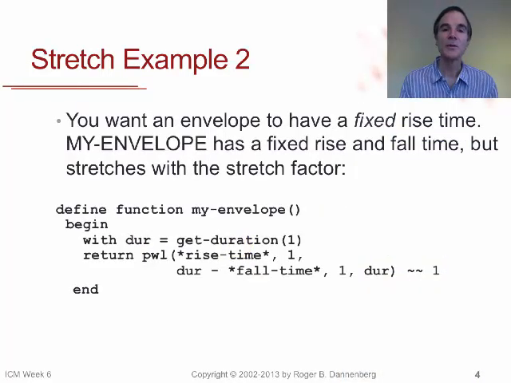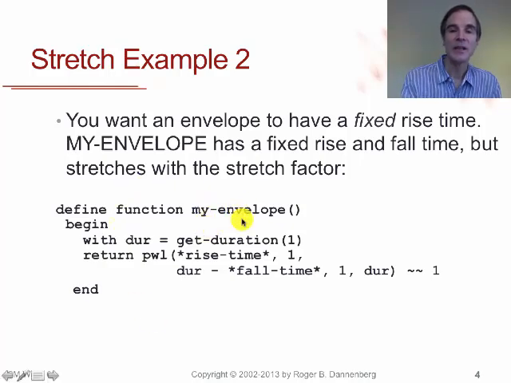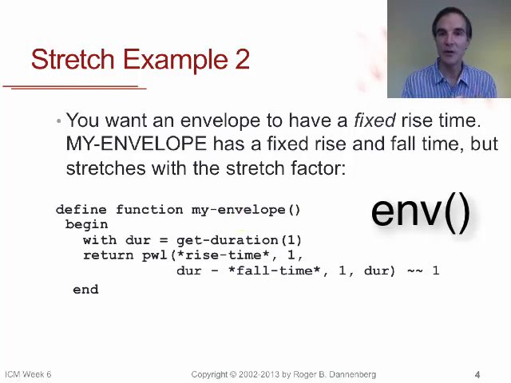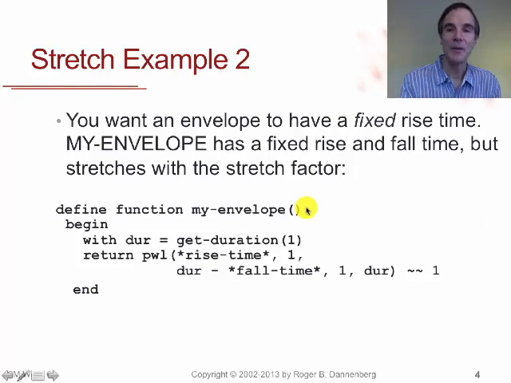The next example is one where we want to build an envelope that has a fixed rise time and a fixed fall time, and so that's what this function myEnvelope does. Now, of course, you can look at the env primitive unit generator, which also builds a 4-phase envelope with control over rise time, decay time, and release time. But we're going to here show how you can actually build these things yourself in Nyquist.